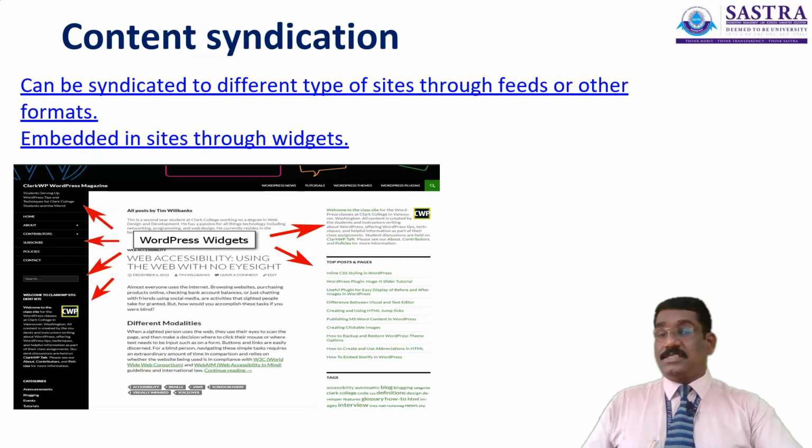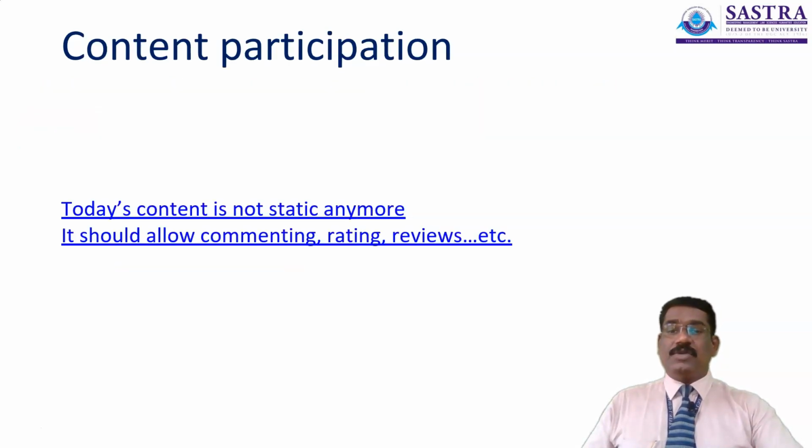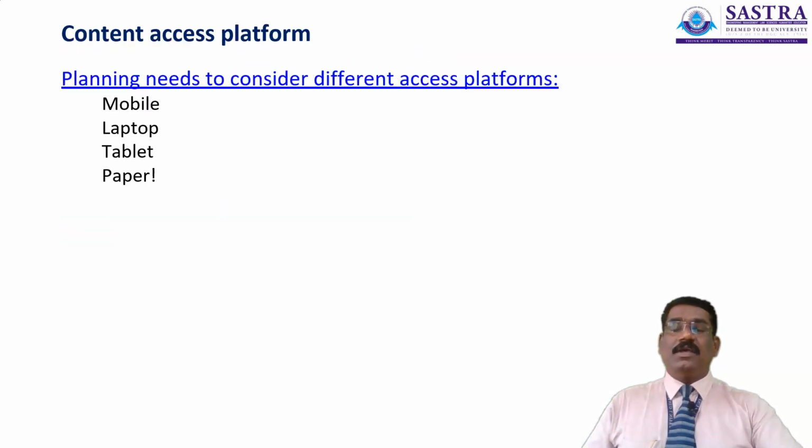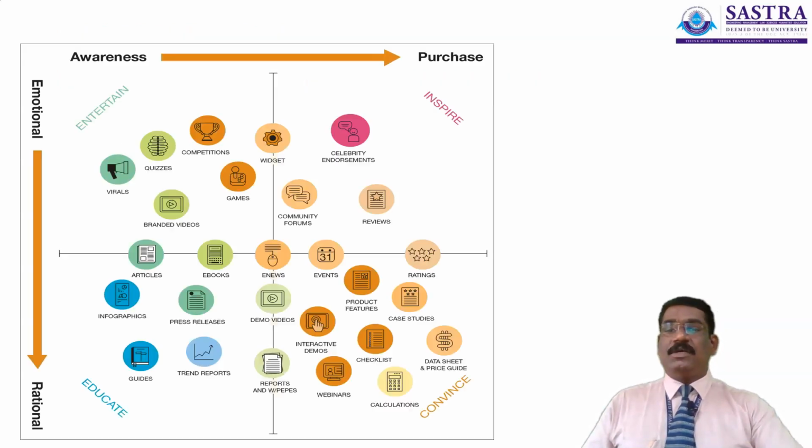Next one is content syndication. Content can be syndicated to different types of sites through feeds or other formats, which are embedded in sites through widgets. Next one is content participation. Today, content is not static anymore. It should allow commenting, rating, reviews, etc. So, good content definitely invites participation. If you look at the content access platform, mostly it is through mobile phone, next through tab or laptop, and finally through paper. Planning needs to consider different access platforms.